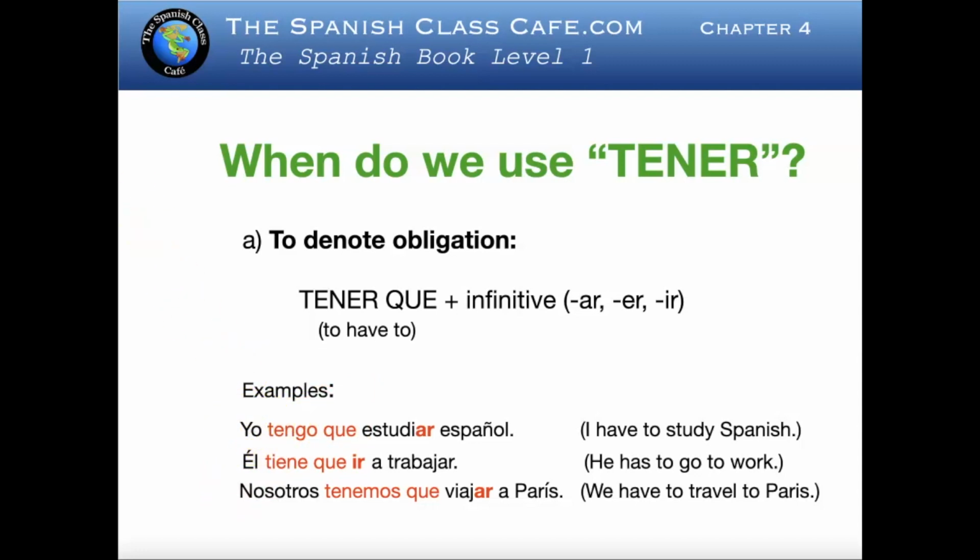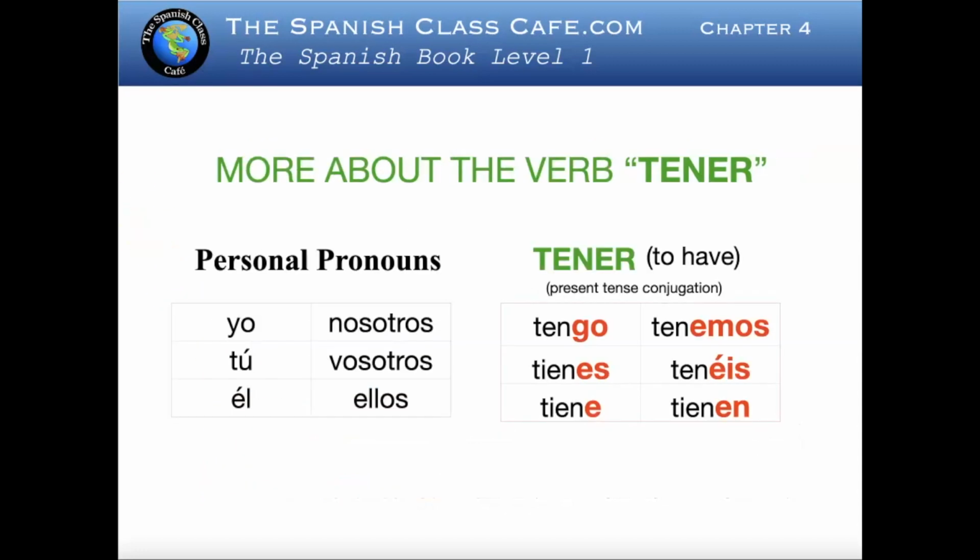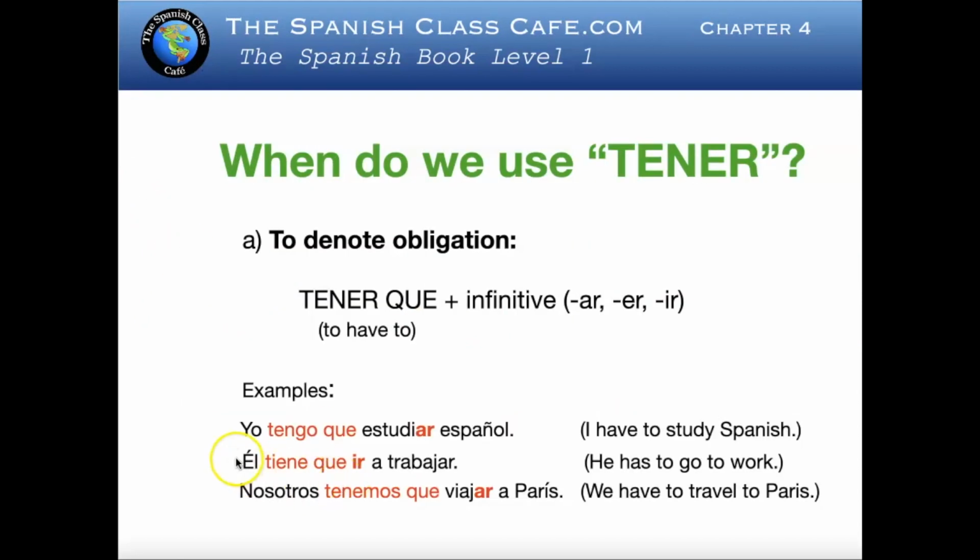You go back to chart number 1 here. If you memorize this, you can use any of the persons. And then you can change it and practice with the sentences that I'm giving you here. You can go through all the persons. Yo tengo que estudiar español, o él tiene que, o nosotros tenemos que, vosotros tenéis que, ellos tienen que. And you just change the person, change the conjugation, and estudiar stays the same.